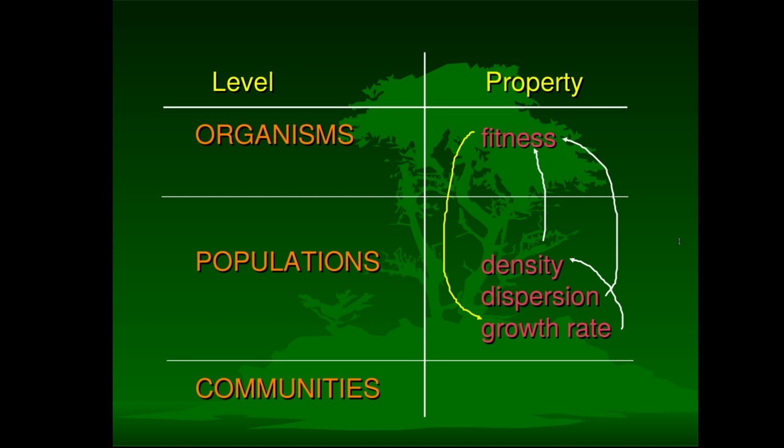Okay, so we also know from previous lectures that the pattern of dispersion, which is a property of the population, will influence fitness of individuals. For example, individuals disperse according to the ideal free distribution or the despotic distribution to maximize their fitness, which is a property of organisms. So properties of individual organisms influence properties of the population and vice versa.